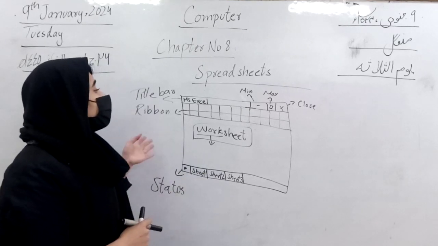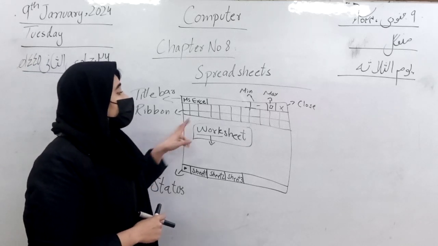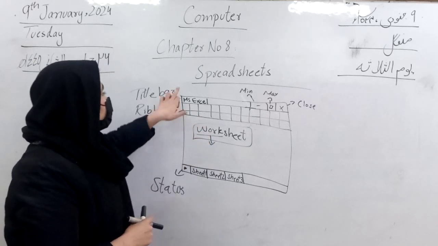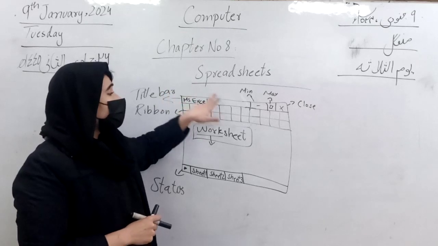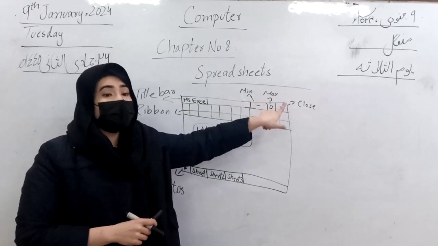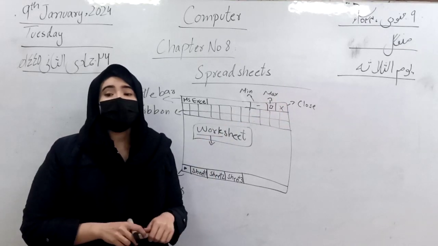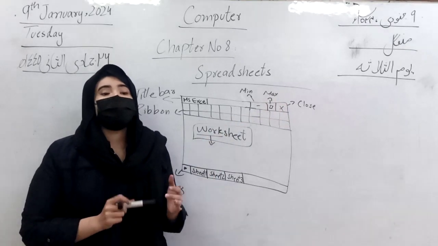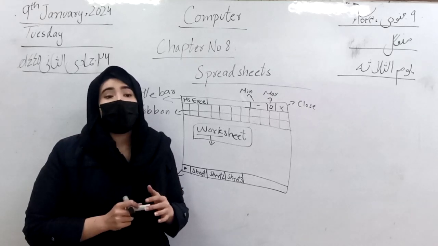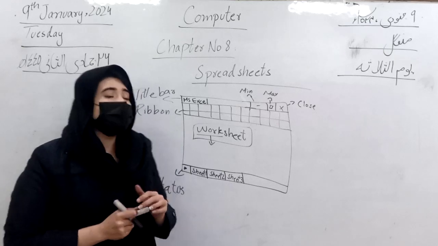Okay class, now we are going to know some details about the tools. The first one is your title bar, and it has three main functions, which are minimize, maximize and close. Can anyone tell me what is the function of close? Yes, very good. The close button is used to remove your sheet. Very good.